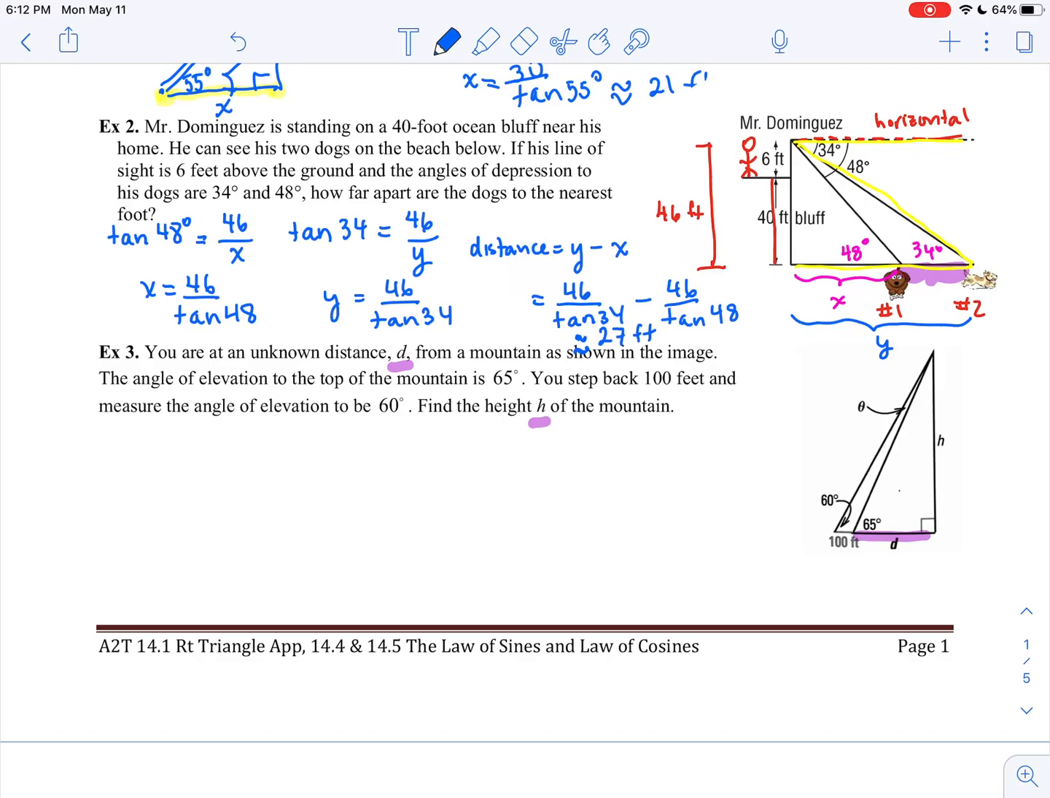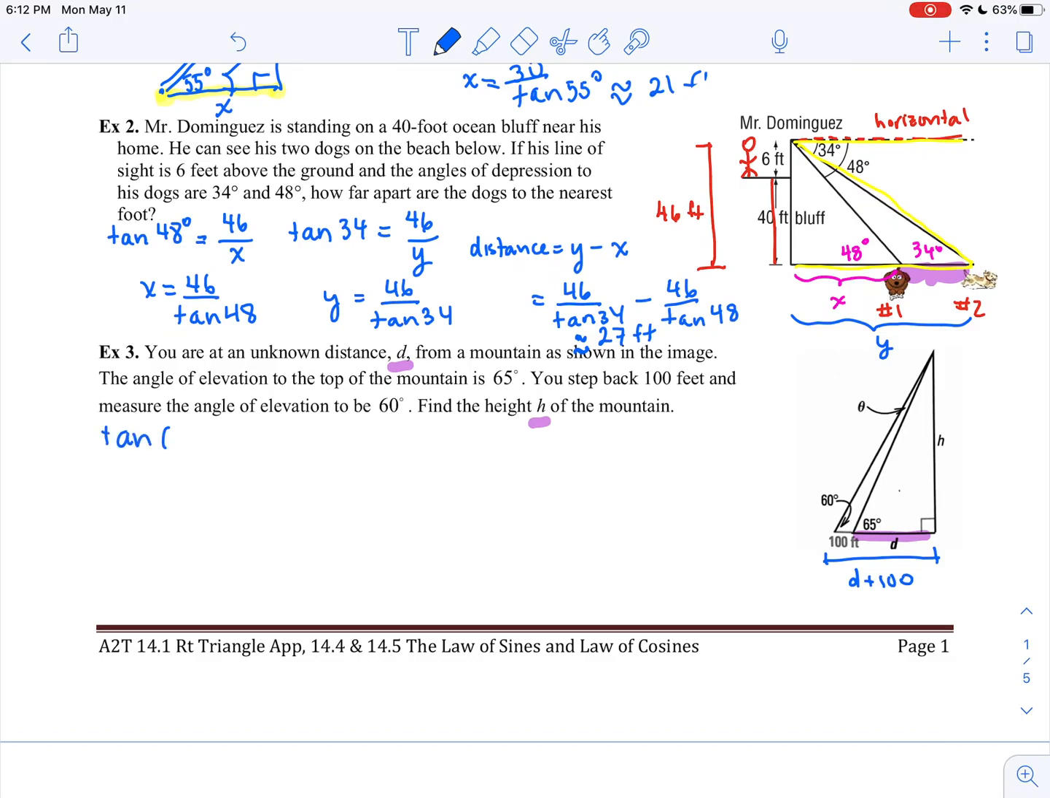The distance for the first one that I highlighted being d. If I had to come up with an expression for the bottom leg of the larger triangle, it's d plus the distance that I stepped back, which is 100. So d plus 100, would that be that expression? Now, given that I have two variables, there has to be some relationship that joins h and d together.